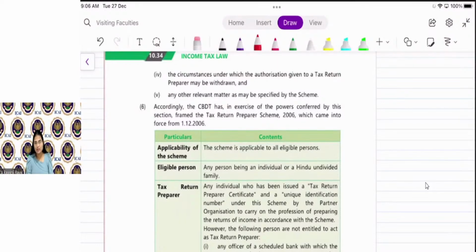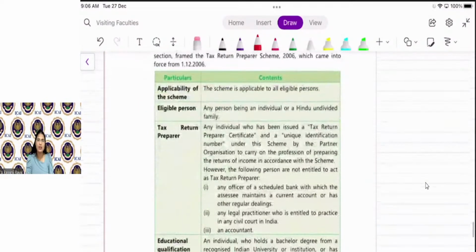All the eligible person. So eligible person means any person being an individual or HUF. So income tax return preparer, that is TRP, can file return of individual and HUF only. They are not allowed to file return of firm, partnership firm, LLP, company, AOP, BOI, nothing. They are only eligible to file return of income of individual or HUF.